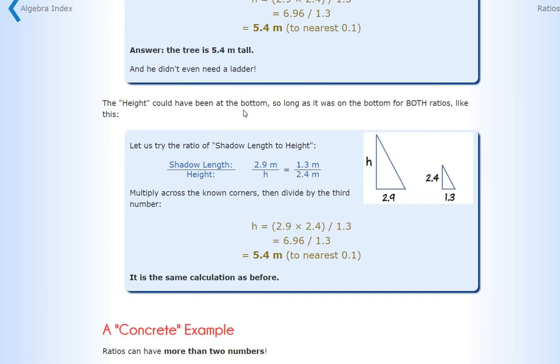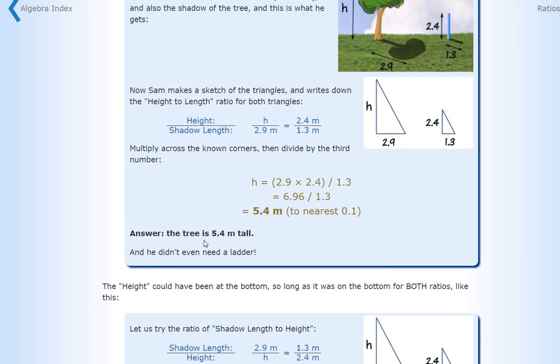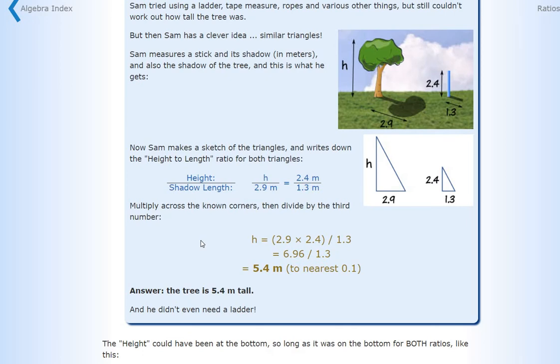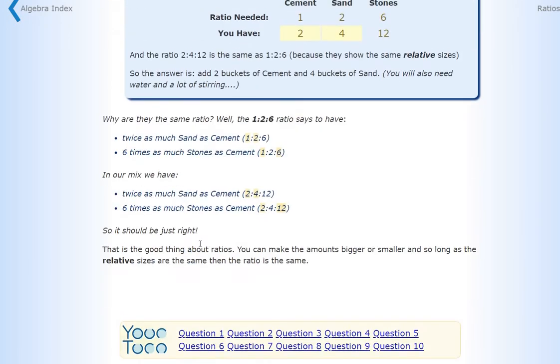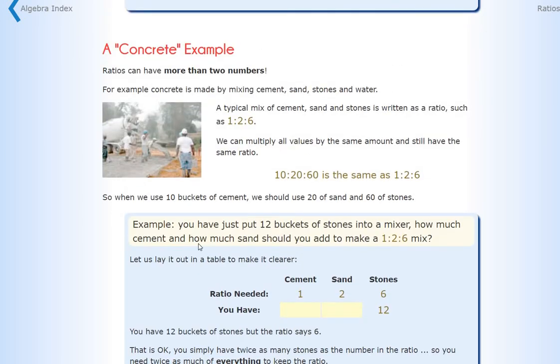Now, the height could have been at the bottom, so long as it was on the bottom for both ratios like this. So yeah, you can interchange the ratio. You'll still get the same answer. All right. Any questions? No. Great. So let's do another example before we move on to the questions.